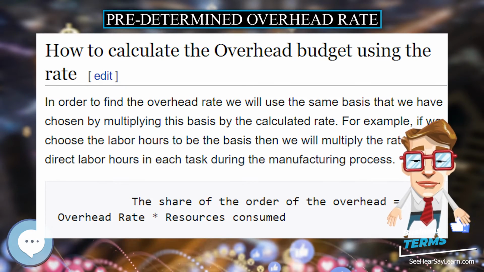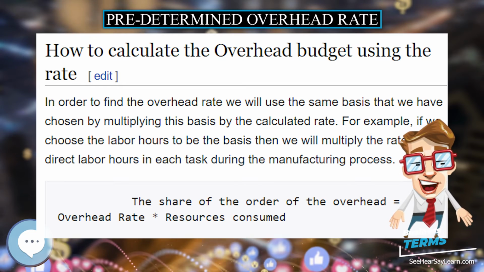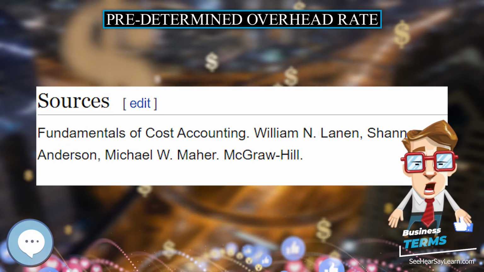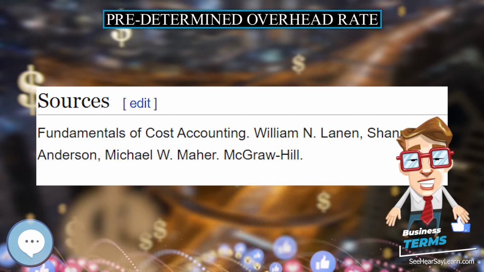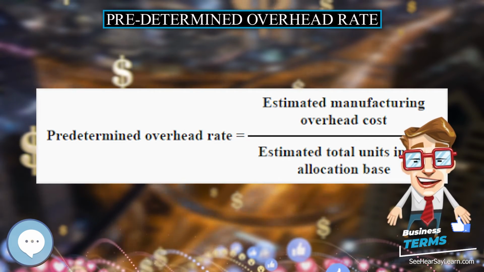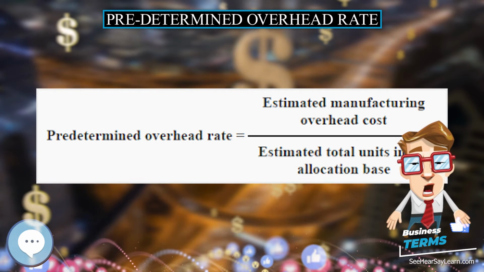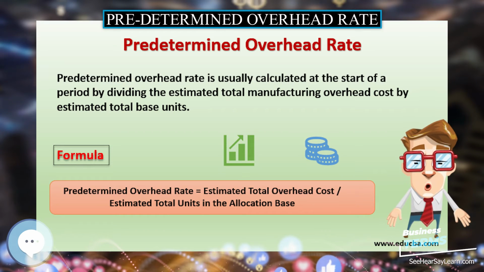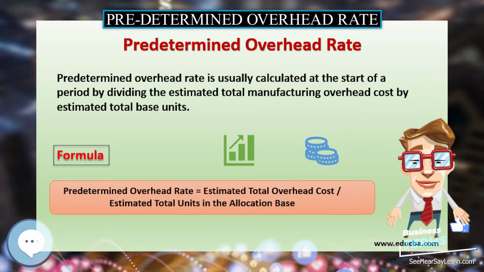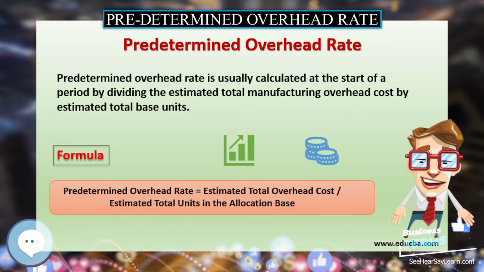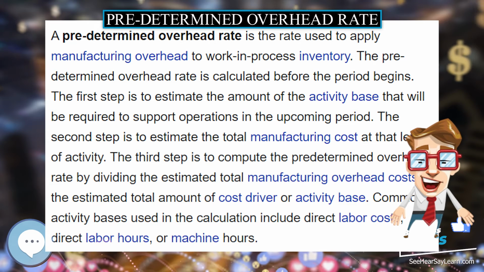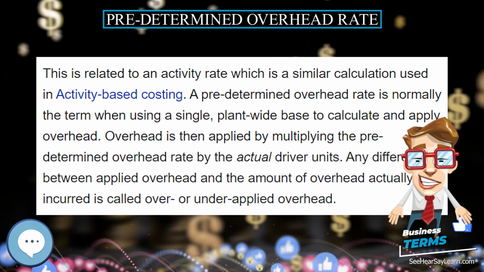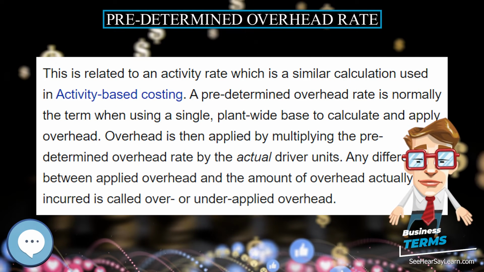To find the overhead rate, first determine the right basis that will best describe the behavior of the cost. Then, divide the total budgeted overhead by the basis to calculate the overhead rate. What is the right basis to use to calculate the overhead rate? There are many ways that can be used to determine the right basis for a given order. How to calculate the overhead budget using the rate.